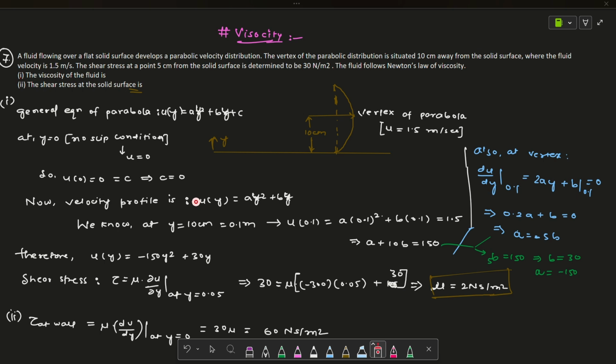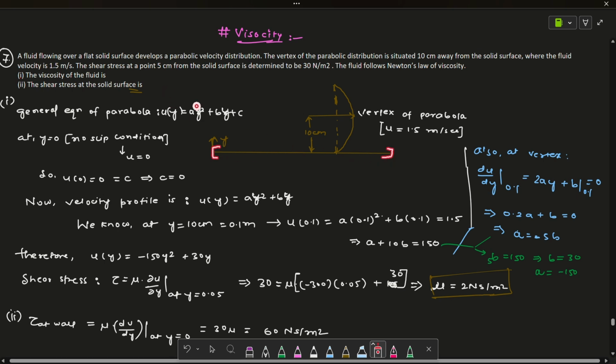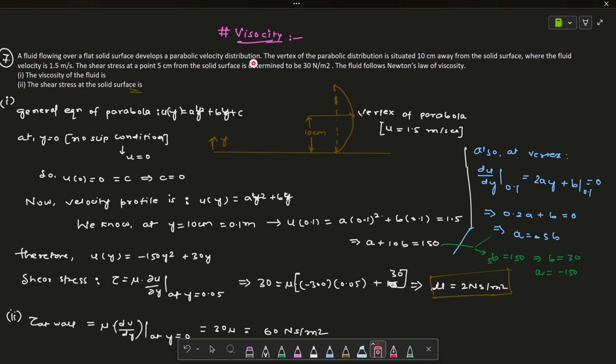Okay, so the first question. In the whole practice programs, this is question number 7, but in the subtopic of viscosity, this is the first question. The question is: a fluid is flowing over a flat solid surface. This is the flat solid surface, right? A fluid is flowing over there with a parabolic velocity distribution. The vertex of the parabolic distribution is situated 10 centimeter away from the solid surface.